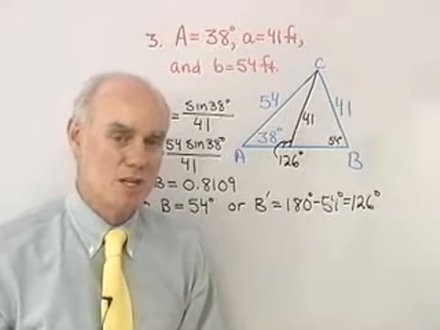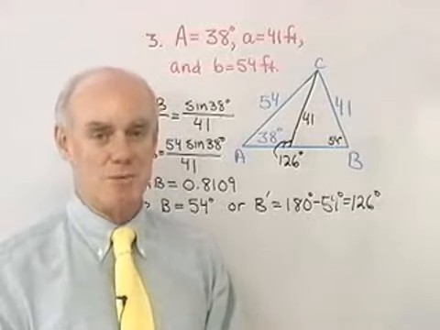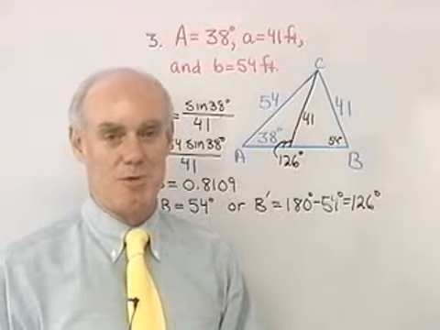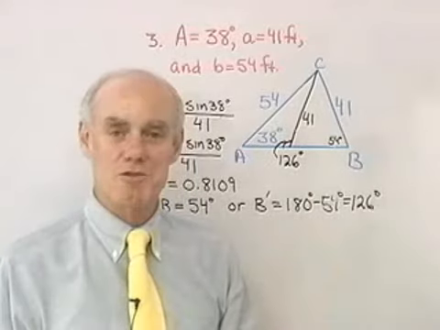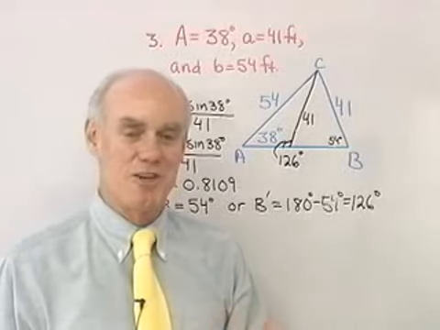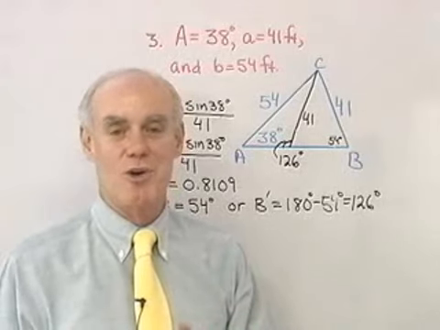So with the ambiguous case, you have the possibility of no triangles, like we saw in example 1. One triangle fits the description, like we saw in example 2, or this case where two different triangles fit the given information that we started with. So that's called the ambiguous case, and you get 0, 1, or 2 triangles.